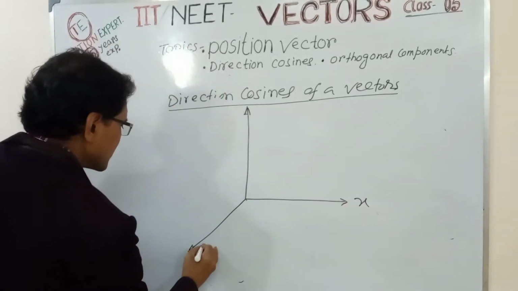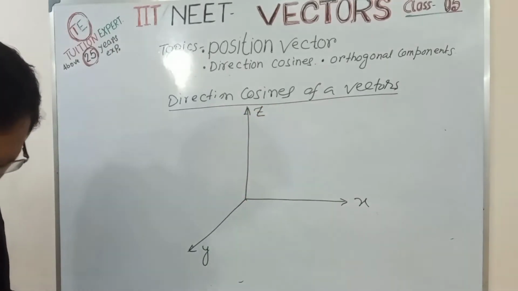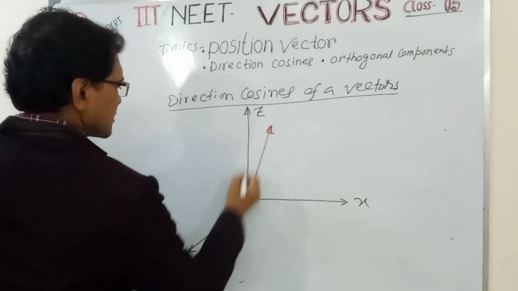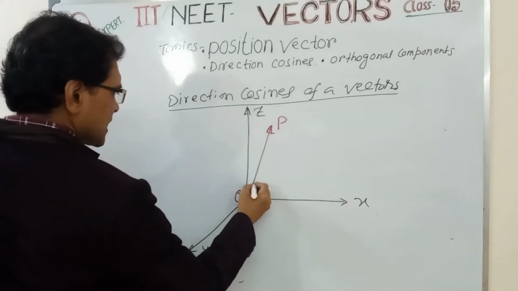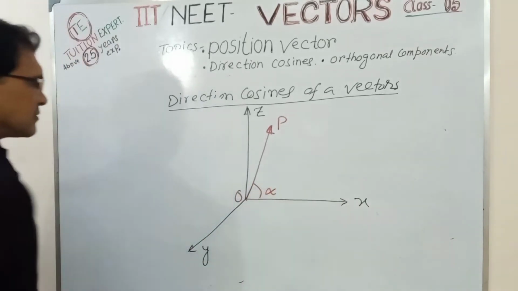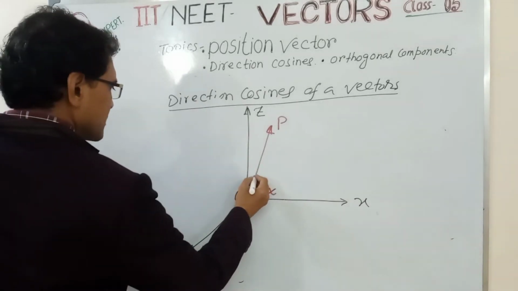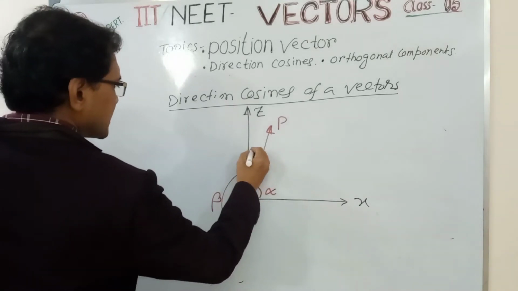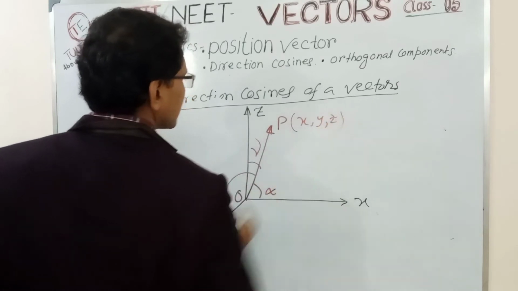So this is X, this is Y, this is Z, and the vector would be this. This is O, this is P. Now suppose this angle is alpha, that is, the vector OP makes an angle alpha with the x-axis, an angle beta with the y-axis, and an angle gamma with the z-axis. The coordinates of P are x, y, z.